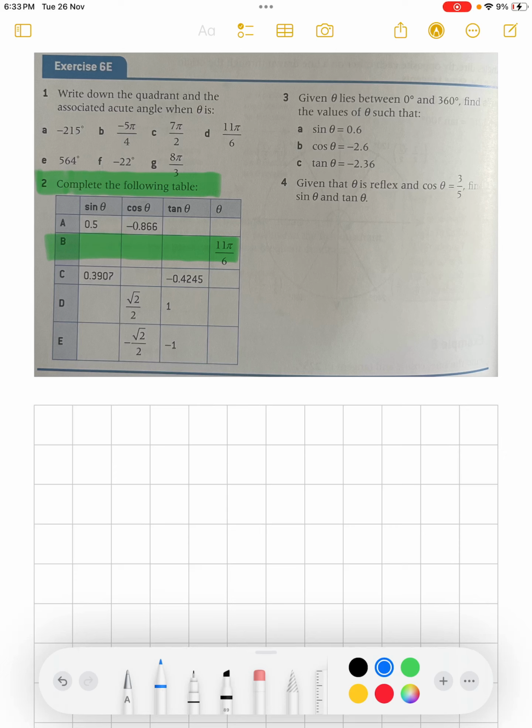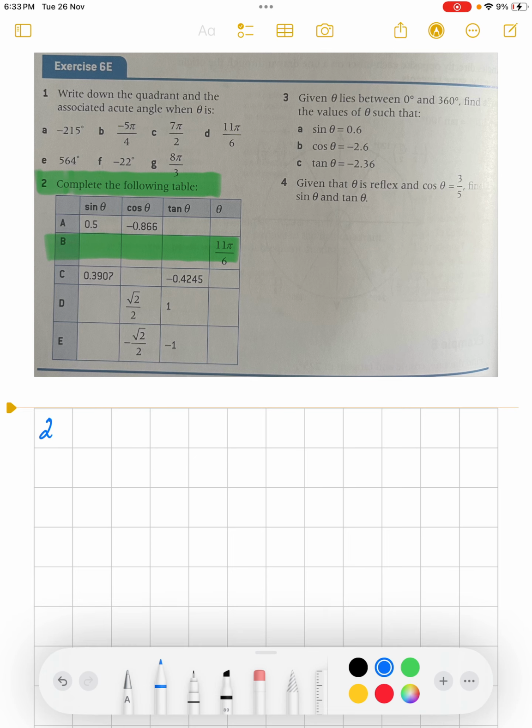Well, thank you for joining me on exercise 6E. I'm looking at question 2B. Question 2B says, complete the following table. So we've got sine theta is blank, cos theta is blank, tan theta is blank. But we're told our theta is 11 pi on 6. Well, let's have a look at 11 pi over 6.